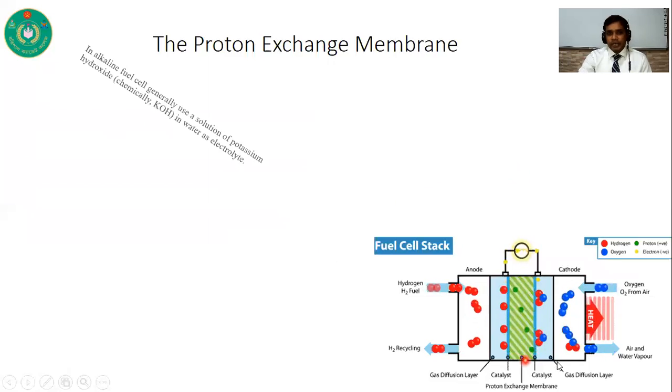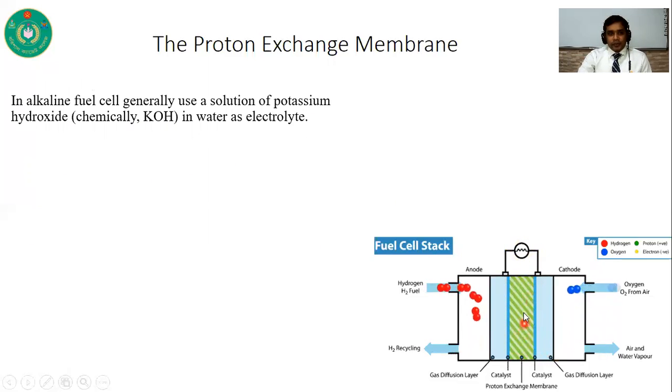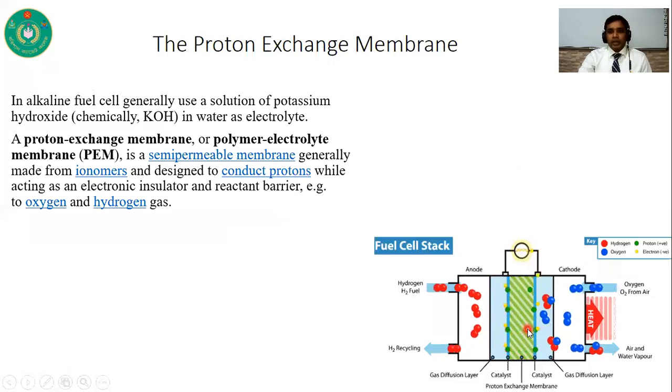Now, what is a proton exchange membrane? In a fuel cell, generally in an alkaline fuel cell, we use potassium hydroxide as the electrolyte. A proton exchange membrane is a semi-permeable membrane, usually made from ionomer and designed to conduct only protons, not other ions. Here you can see it conducts only protons, and it is designed to conduct protons while acting as an electronic insulator. That means no electron is passed through the proton exchange membrane.